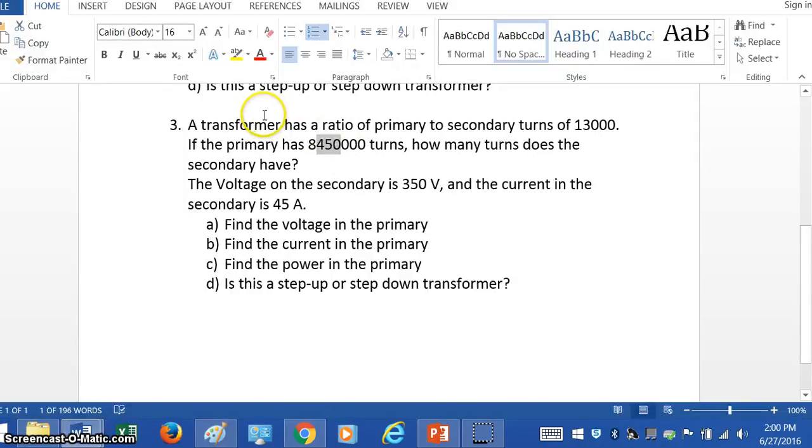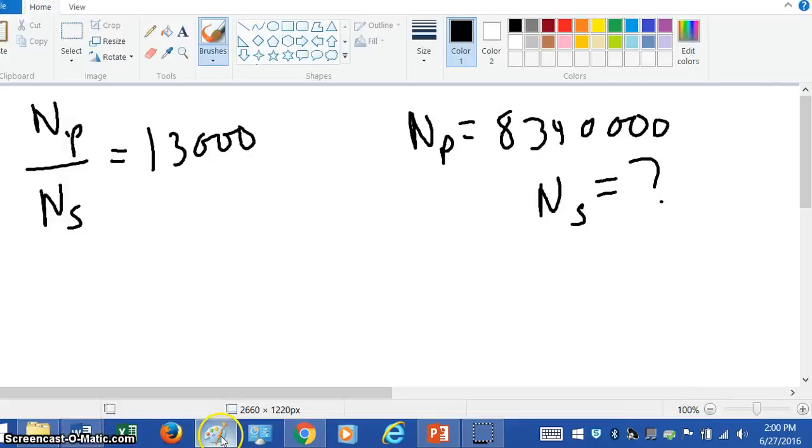All right, and here's the third and final example. It says, and this is of course another twist, a transformer has a ratio of primary to secondary turns of 13,000. So right away, let's just look at how to write that. Whatever comes first goes in the numerator, whatever comes next in the denominator. So the number of turns in the primary to the number of turns in the secondary is 13,000.